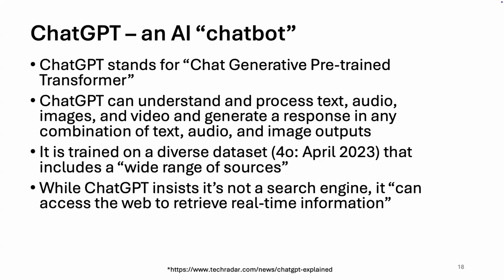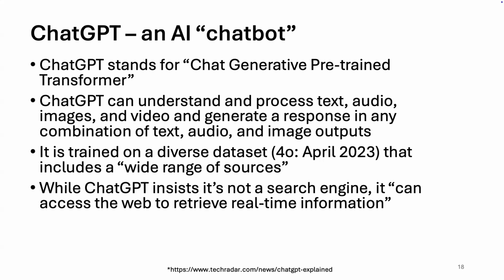It also insists it's not a search engine. Google is the best example of a search engine, or Bing, or DuckDuckGo, which will go find things on the internet for you. ChatGPT says, I don't do that. It takes your question and analyzes it with what it knew when it was trained, which was in April of 2023. But it still will go out to the internet and get stuff, and you sort of have to play with that.